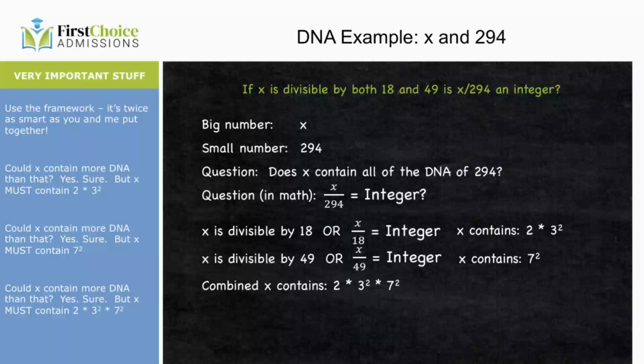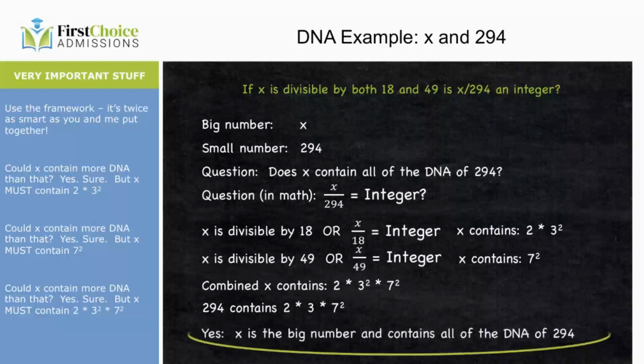Okay, so now that we know what the DNA of the big number is, let's take a look at the small number, which is 294. And if we break that down, 294 is 2 times 3 times 7 squared. So the question is, does X contain all of the DNA of 294? Yeah, it does. X is the big number and contains all of the DNA of 294. Nice job.